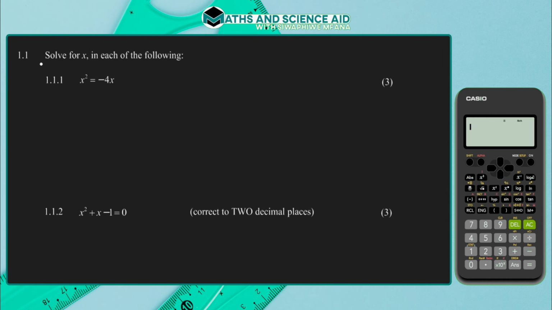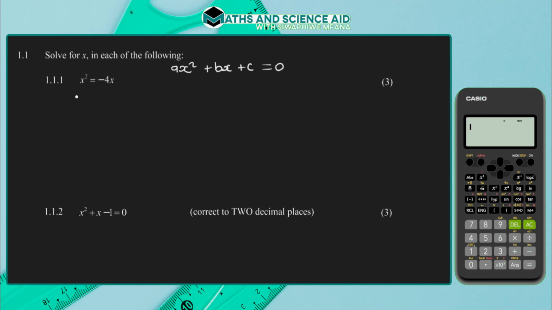So in 1.1, we need to solve for x, and 1.1.1, we have x squared is equal to negative 4x. So here you need to recognize that this is a quadratic equation because our variable x here has got a highest exponent of 2. So this is a quadratic equation. And so the first step in solving a quadratic equation is always to make sure that it is written in the standard form ax squared plus bx plus c equal to 0.